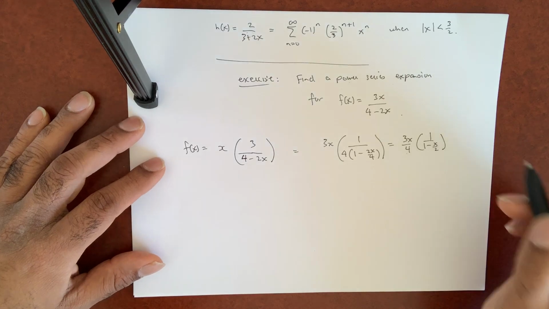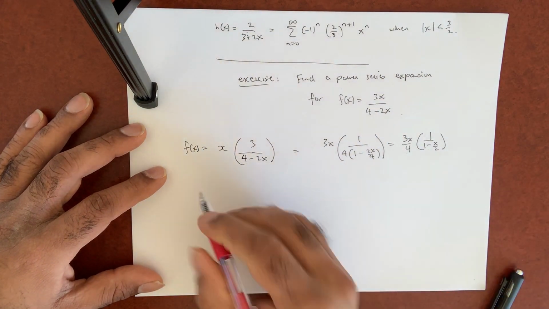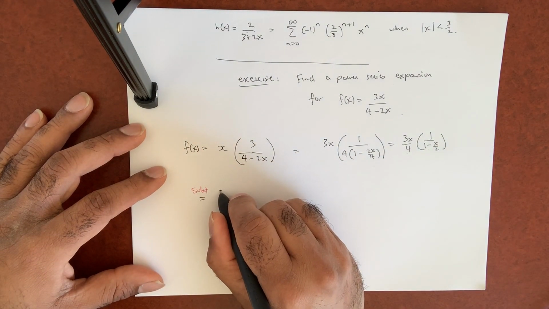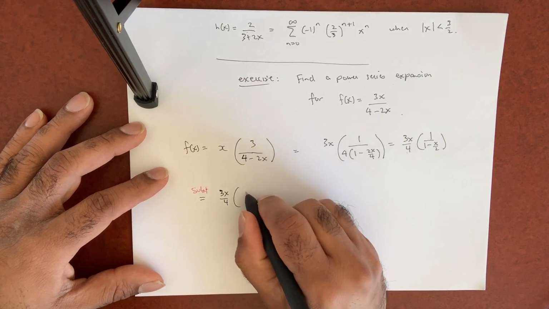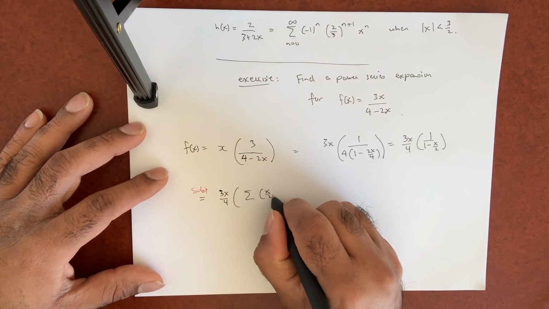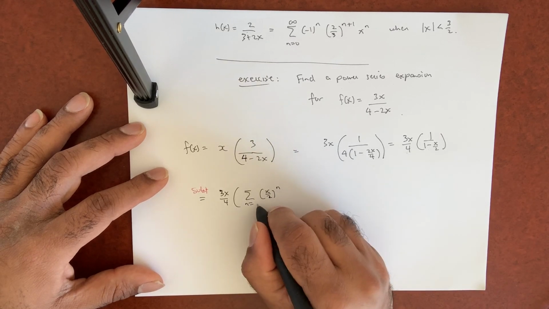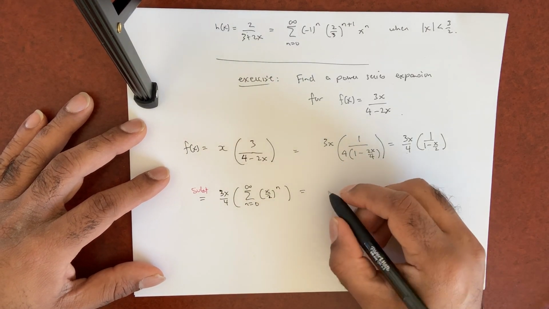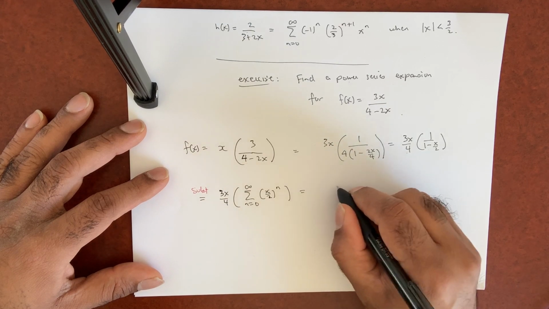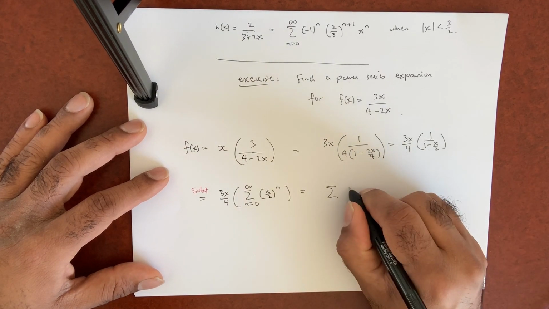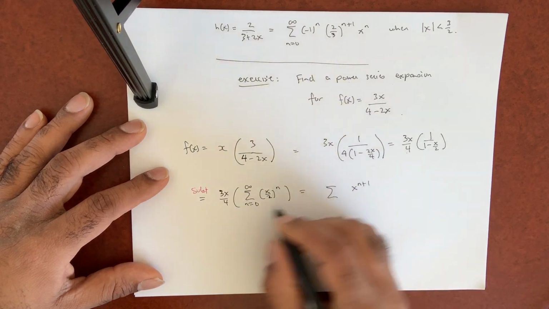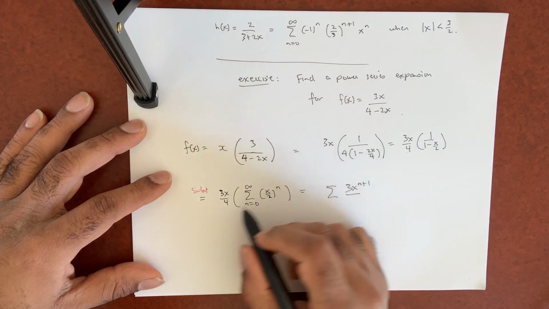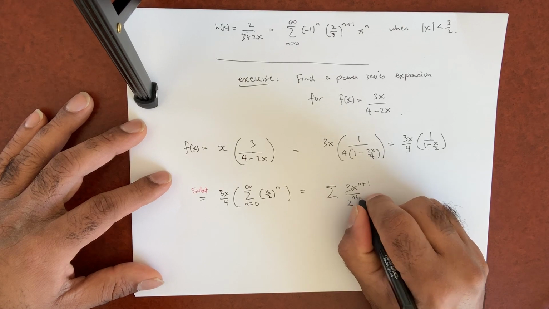And now we can use substitution. So this equals, by substitution, 3x over 4 times the series x over 2 to the nth power, going from 0 to infinity, which is, the bottom is 2 squared, so we get series x to the n plus 1, because we have an extra x outside, and then multiplied by 3, divided by, and we have 2 to the n, but then there's 2 squared, so we get 2 to the n plus 2.